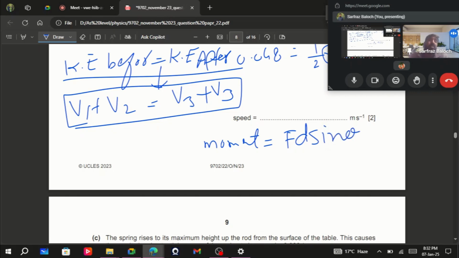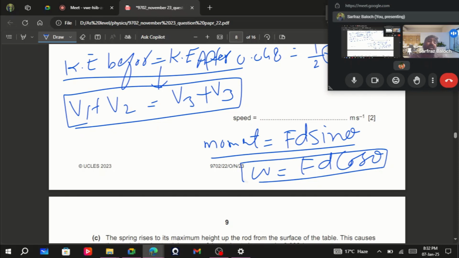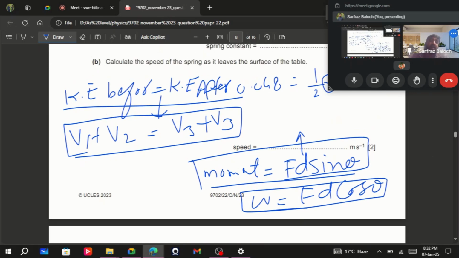You can use this one. In work done, you use F d cos theta. Whenever you have work done, you take cos theta, and whenever you are talking about moments, you take sine theta. And what do you call this d, or r, when dealing with moment? Perpendicular distance. And what is its name? Moment arm.